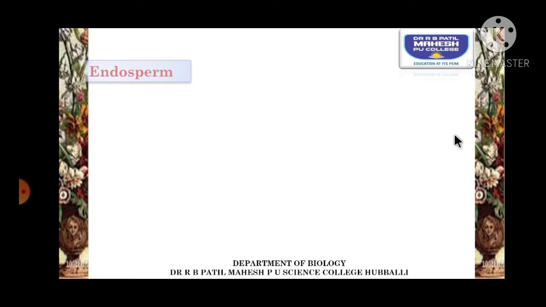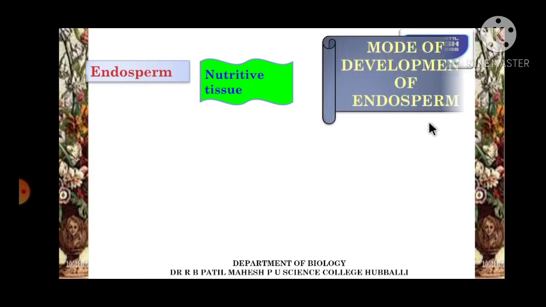Endosperm, what is it? It is a nutritive tissue which is formed simultaneously with the formation of an embryo. Endosperm will be triploid as it is developing from the primary endosperm nucleus, which is triploid. This endosperm will be filled with reserve food which is used by the developing embryo. So endosperm is going to nourish the developing embryo, so it is called nutritive tissue.